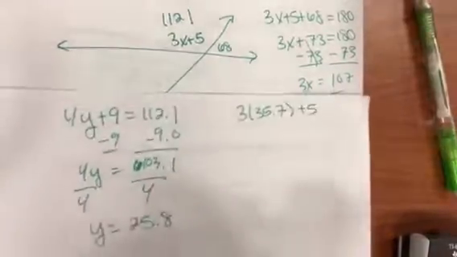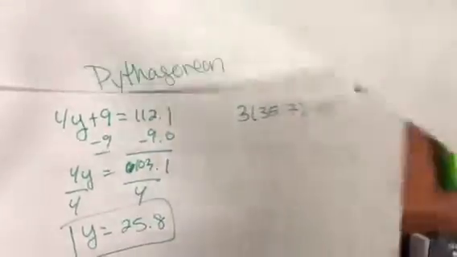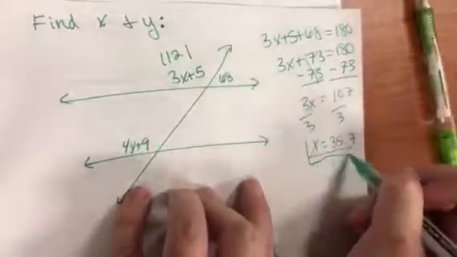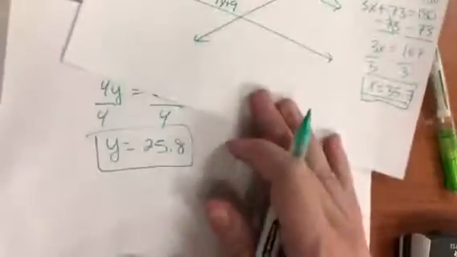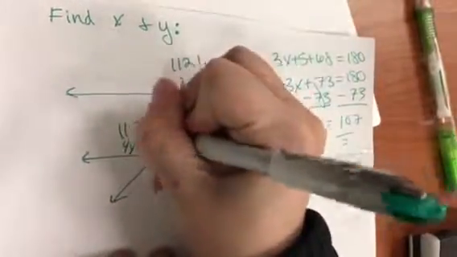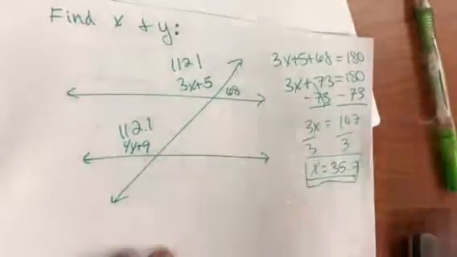25.8, probably. Oh, there we go. Y equals 25.8. Now I'm done because I have x and y. The question said find x and y. X is 35.7. Y is 25.8. Be careful, because it asked specifically for x and y. If it had asked for what the angles are, this is 112.1, and this is also 112.1 because they're congruent. But we had to find x and y.